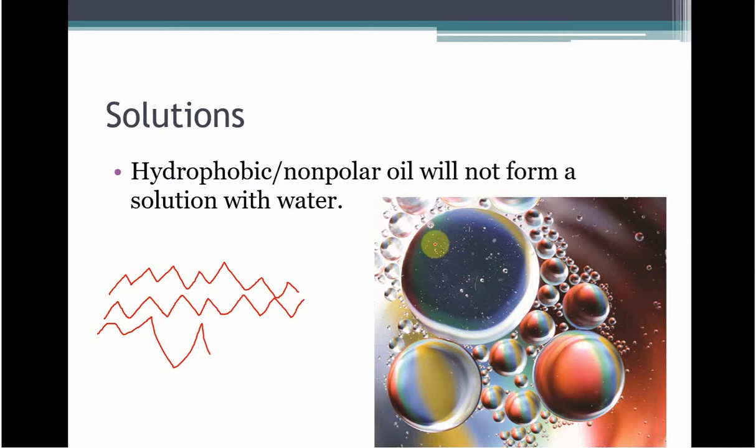It's more stable to be nonpolar with nonpolar, polar with polar. The key here, guys, is like dissolves like. Polar solutes go in polar solvent. Nonpolar goes to nonpolar.